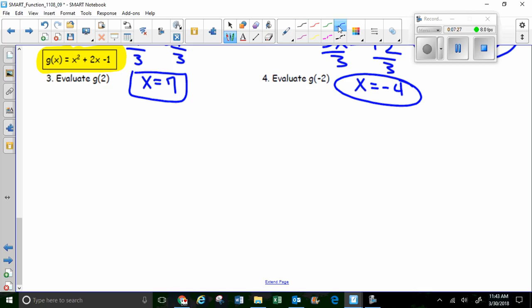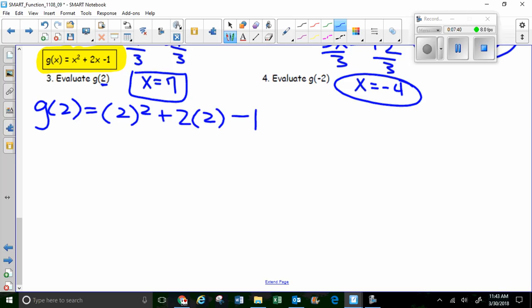So let's try using g of x. It wants me to find g of 2. Is 2 an input or an output? Well, it's an input inside the parentheses. So I'm going to input 2. Anywhere I see x, I'm putting 2 in parentheses. You can never have too many parentheses.